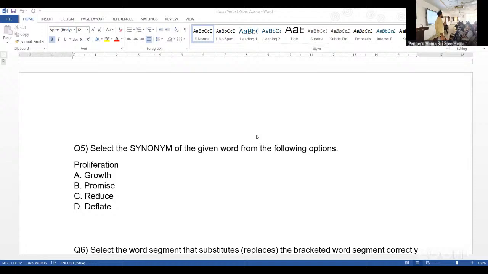Yes, tell me some root words. Huh? Root word. Huh? What is the root word?